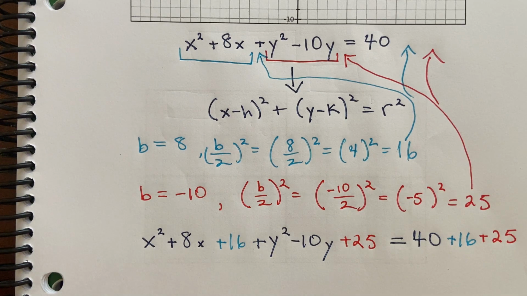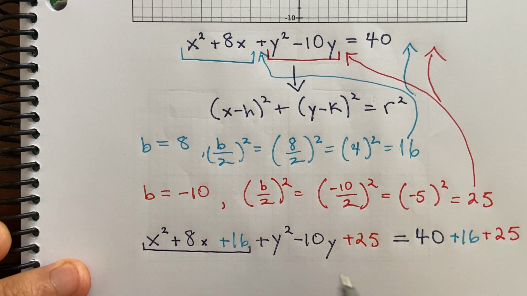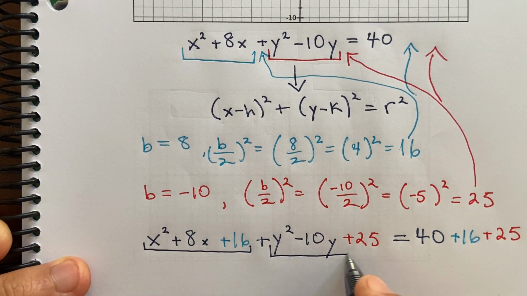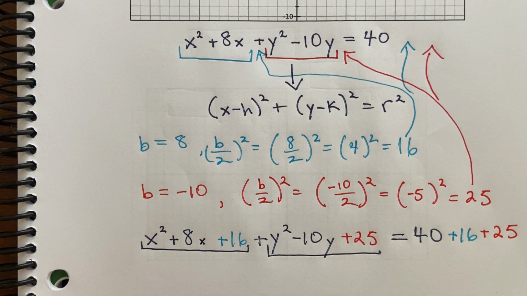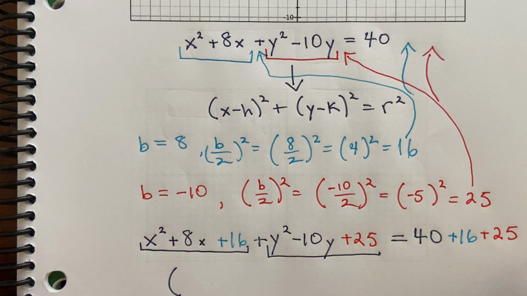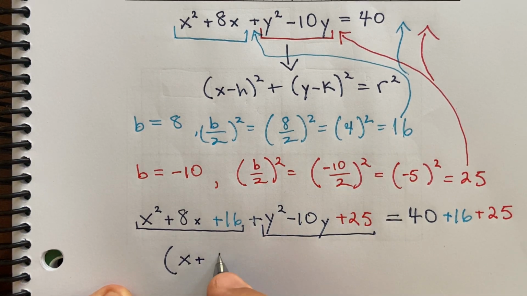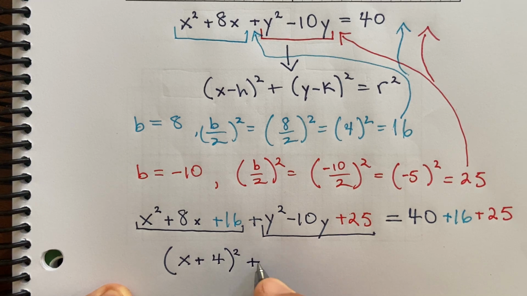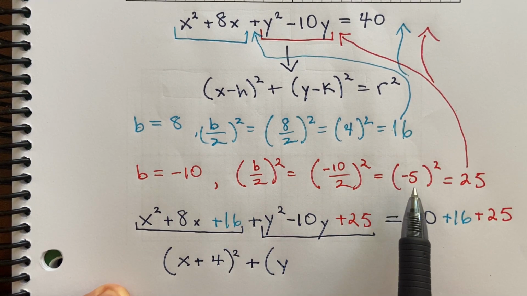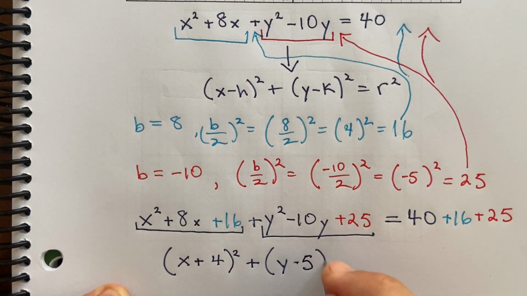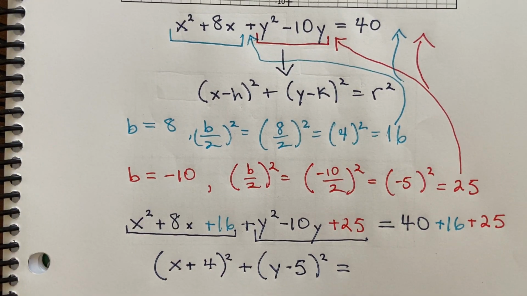So we should now have that this thing is a perfect square and this thing is a perfect square. And then we'll add all these up. We'll find our radius through those numbers. So it always factors as x plus half of b all squared. Half of b is 4 for this one. And then y plus half of b is negative 5. So y minus 5 actually squared equals 81.